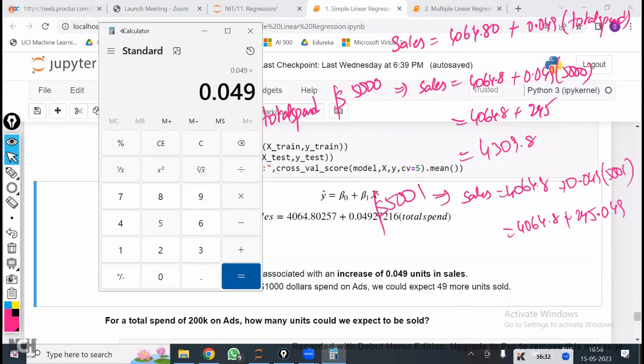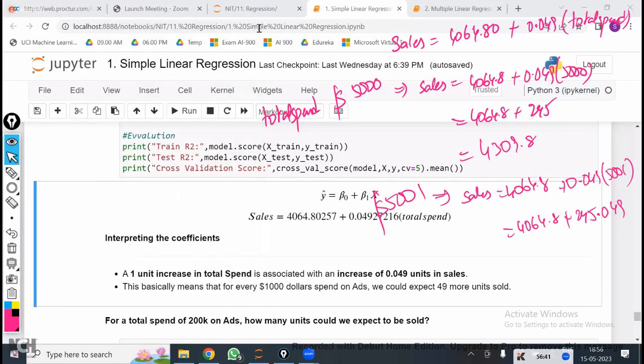0.049 into 5,001. What is the answer? 245.049 only, right? So 245.049. Now tell me what is the difference you have observed here. Here there is 245. Here the left side value is the same only, no? What is the difference then you have observed? Only the change is on the second side. The left side intercept is not going to change. It is changing only here, in order to predict this value.